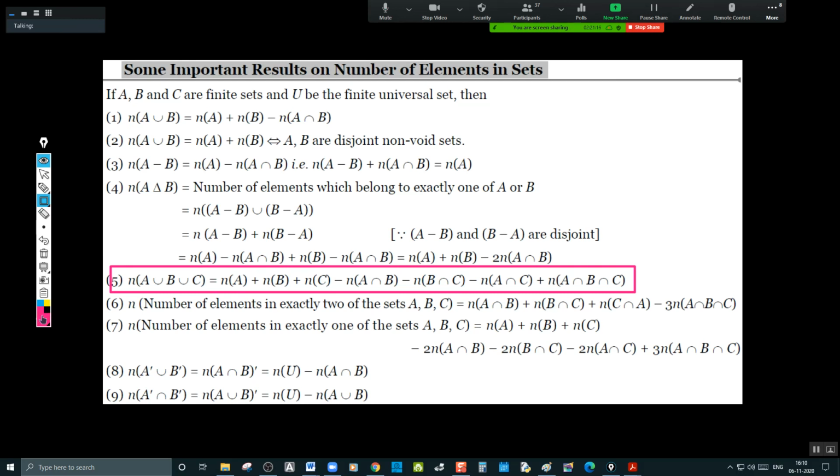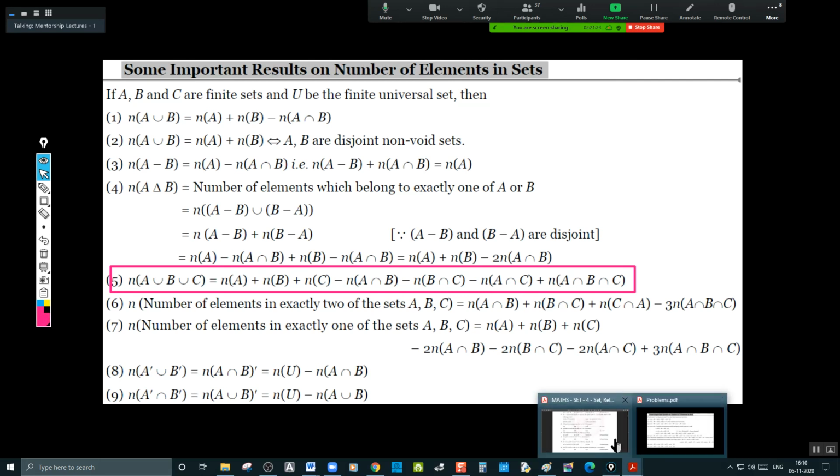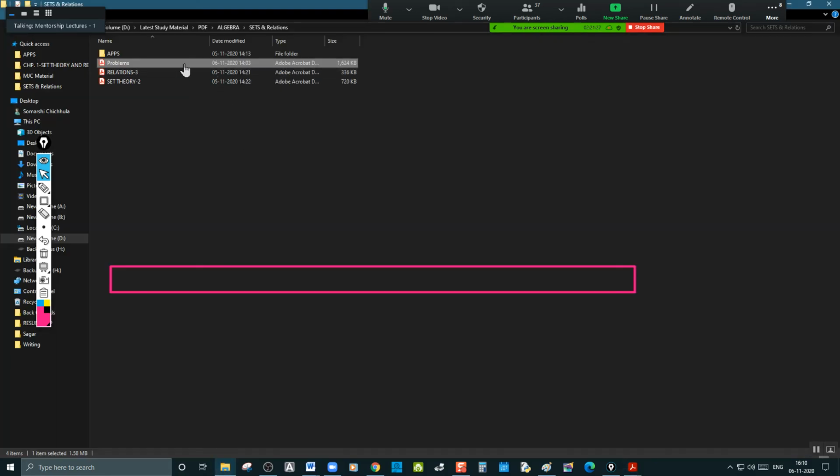I will show that through the diagram so that you will be more comfortable. Just let me take a blank page, please. Just a moment.